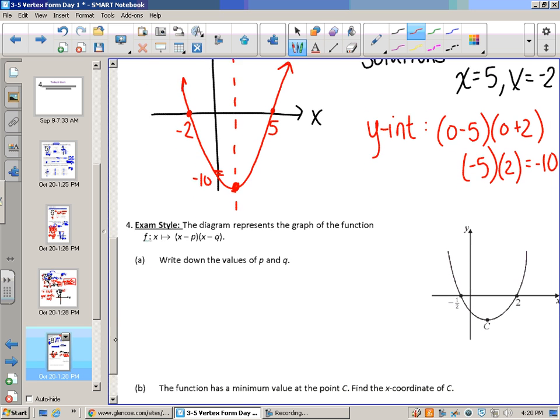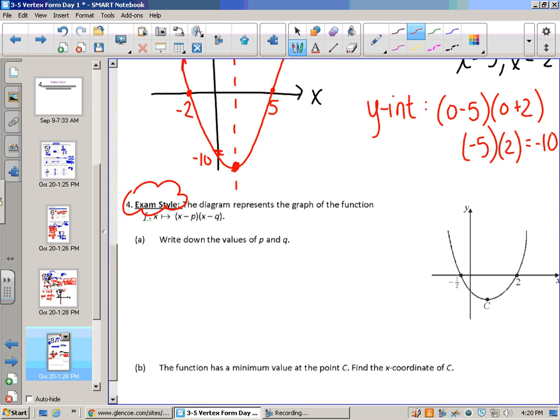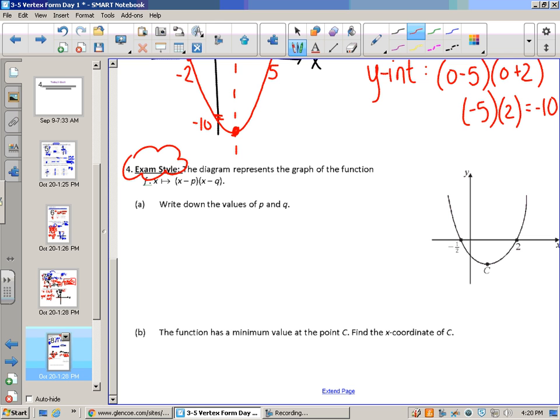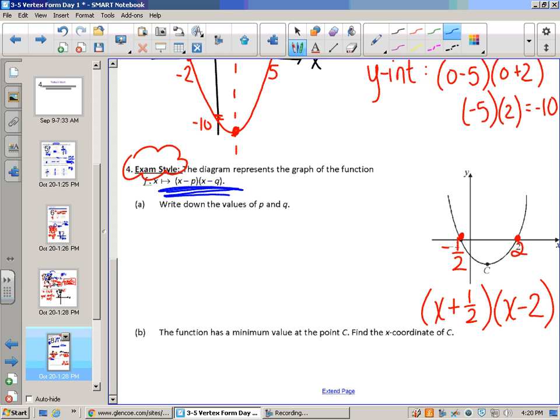Okay, what does this look like in an exam style question? This is a good one. f of x equals x minus p times x minus q. Write down the values of p and q. If you notice, they tell you the solutions here are 2 and -1/2. So if I were to write the factors, it would be x plus 1/2 and x minus 2. When they write it like this, my p would be -1/2 because they're saying minus p, and q would just be 2, since they're saying minus q and we have minus 2.